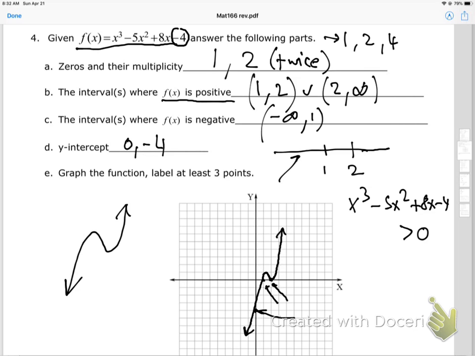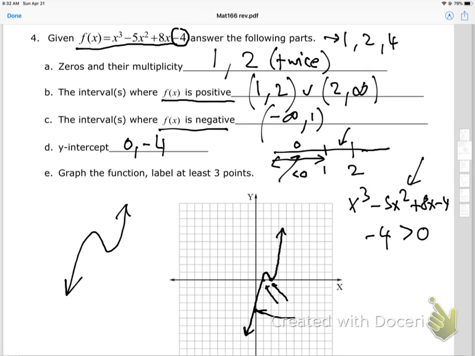So if I try, let's say, 0, okay? If I test 0 in here, if I put 0 into this equation, I'll get -4. Is -4 bigger than 0? No, it isn't, all right? It's less than 0, okay? So again, this area here, from here to here, is going to be the less than 0 part, okay? Doesn't work for greater than 0.